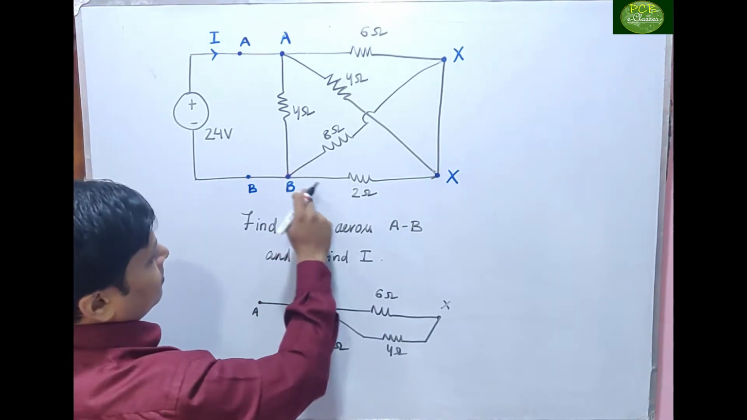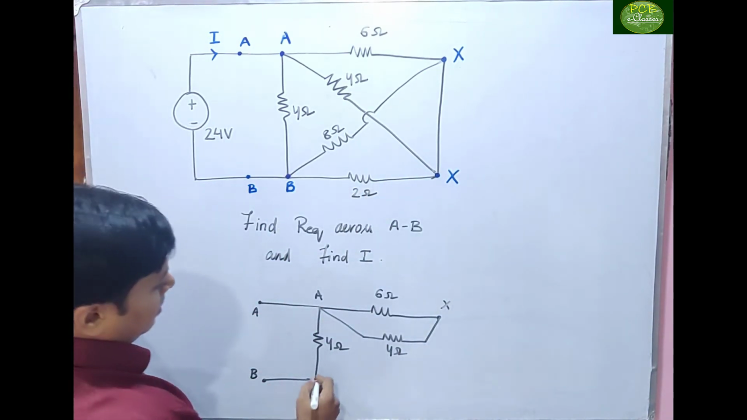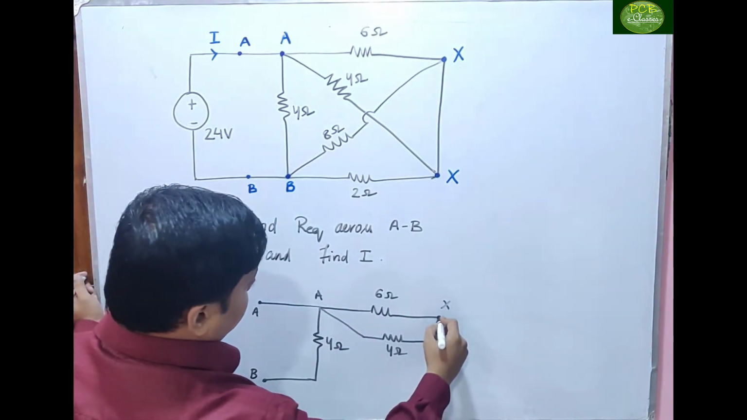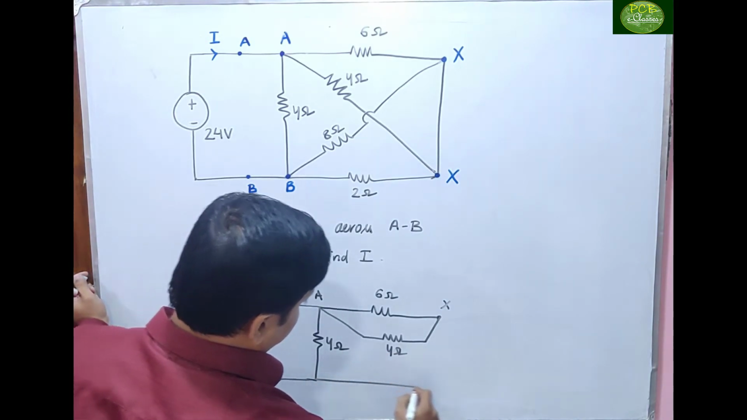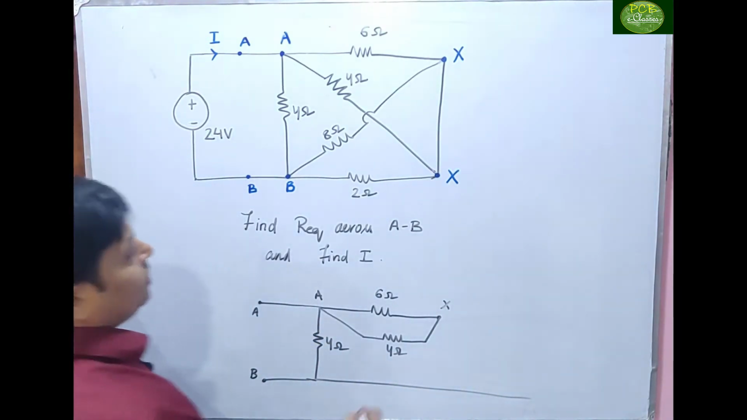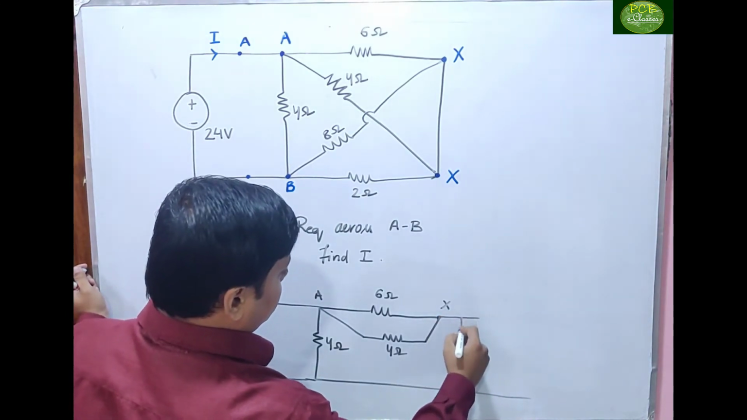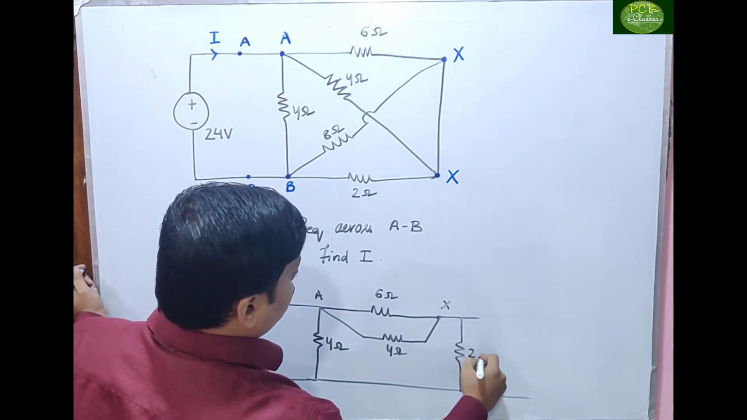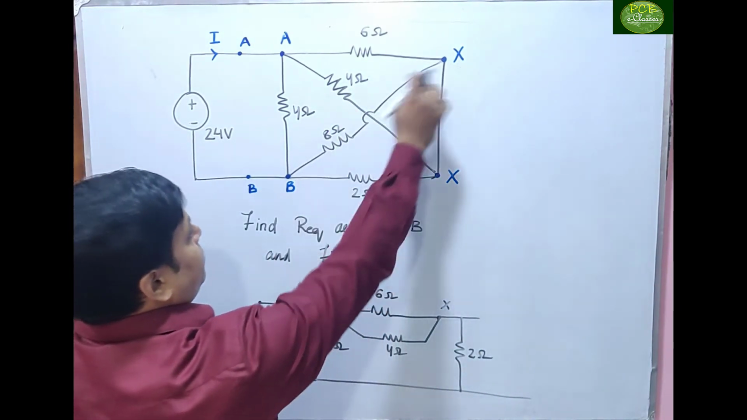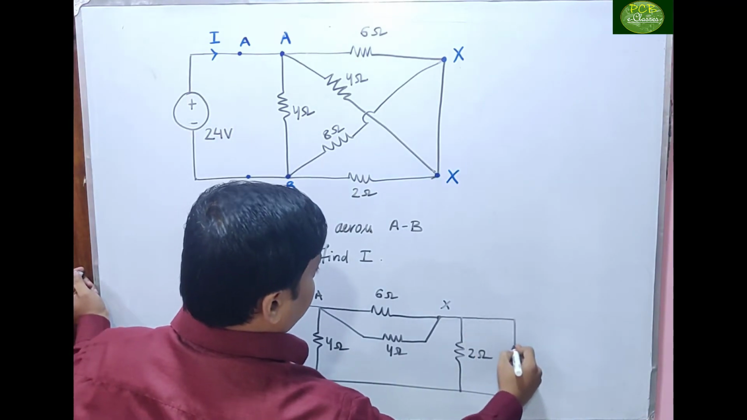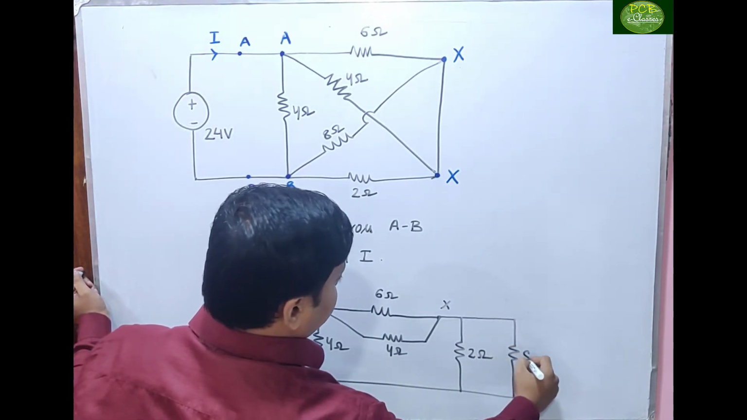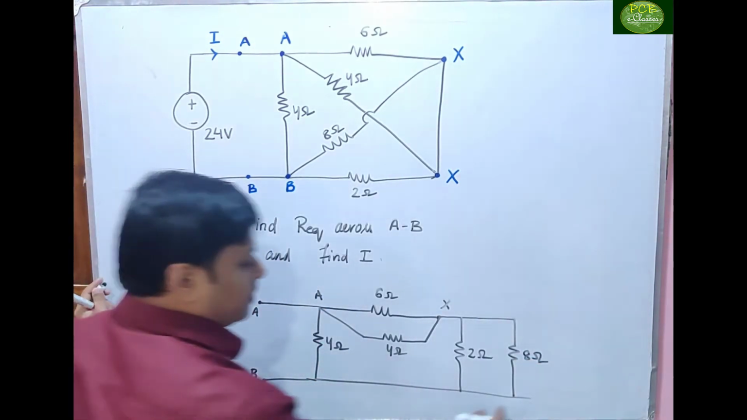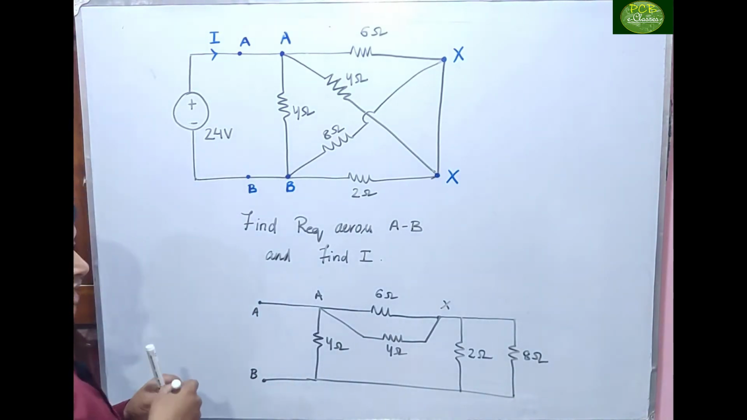Next, from B to X, what is present? This is a B point, entire one. B to X. See here, B to X, what is present? 2 ohm is present. Next, B to X, what is present? 8 ohm is present. Fine. This is my equivalent circuit diagram.